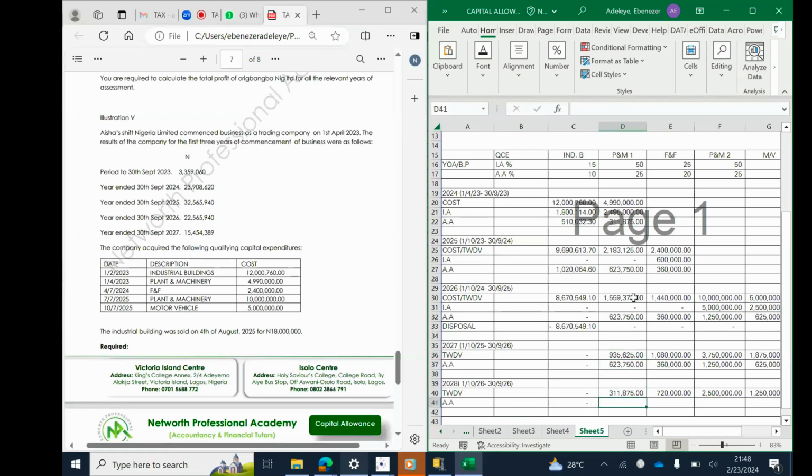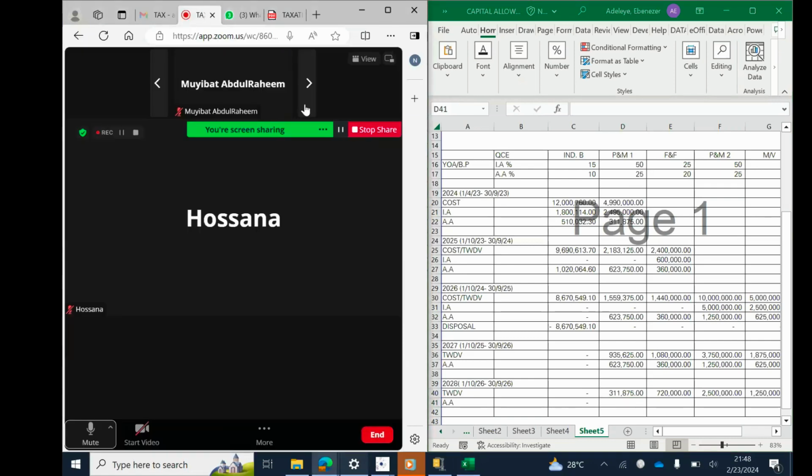So for this annual allowance now, what do we have to do? What do we have to do? Elizabeth, are you here? Is Elizabeth back? Elizabeth is not here still. Why is she not here?